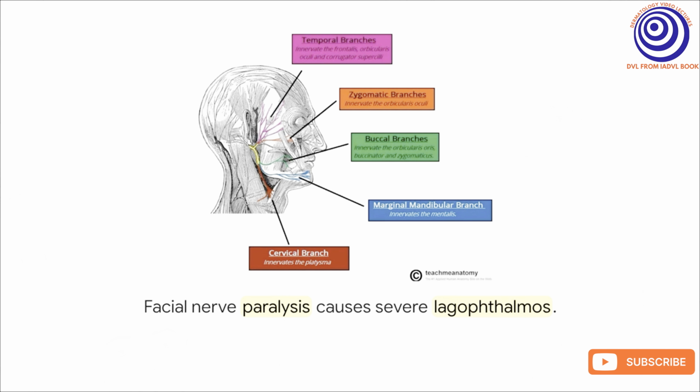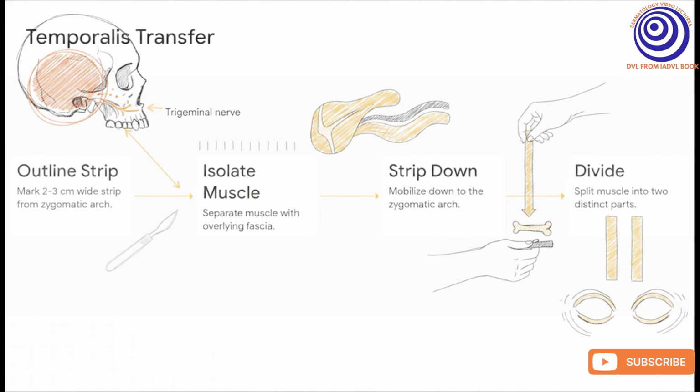Exposure keratitis, severe corneal and conjunctival dryness, aggressive ulceration, and eventually irreversible blindness. To fix this mechanical failure, we can't just repair the dead nerve. Instead, we perform a dynamic muscle transfer using the temporalis muscle. Why the temporalis? Because it's innervated by the trigeminal nerve, which is spared.